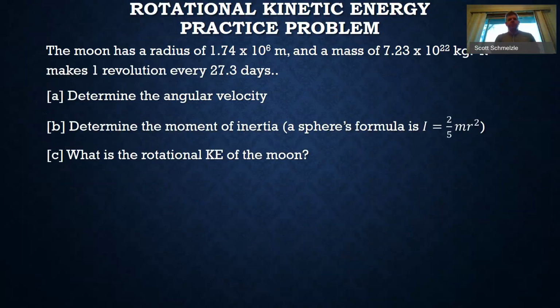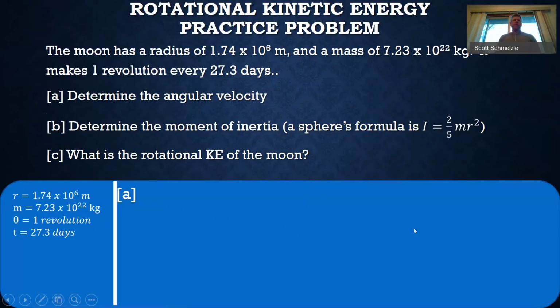So the moon has a radius of 1.74 times 10 to the 6th meters and a mass of 7.23 times 10 to the 22nd kilograms. It makes one revolution every 27.3 days. Determine the angular velocity, determine the moment of inertia. There's the sphere's formula. Again, you don't have to memorize that. That would be given to you. And then what is the kinetic energy of the moon? Now, if you want to go ahead and try this out, pause the video and try it out.